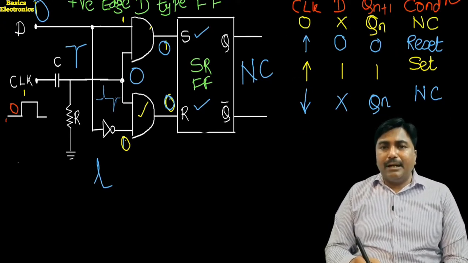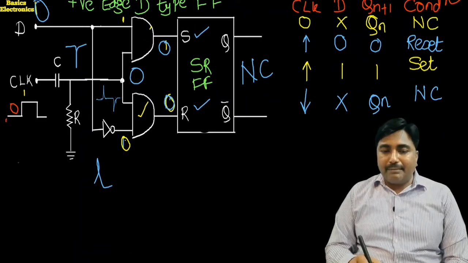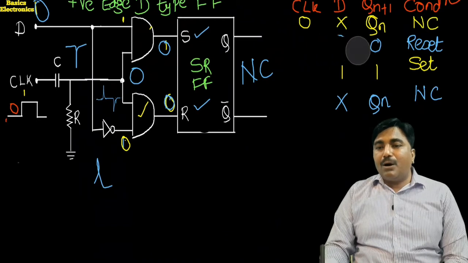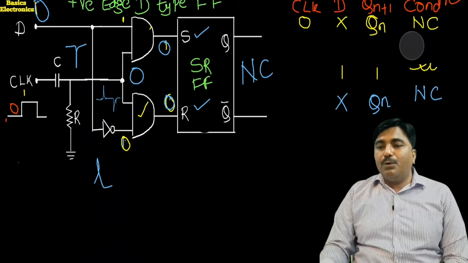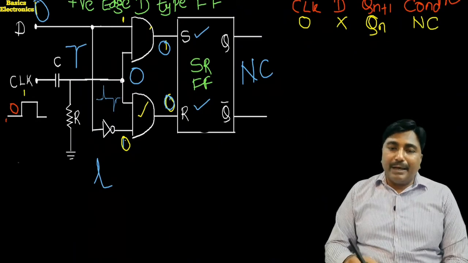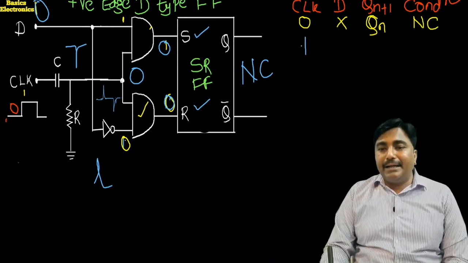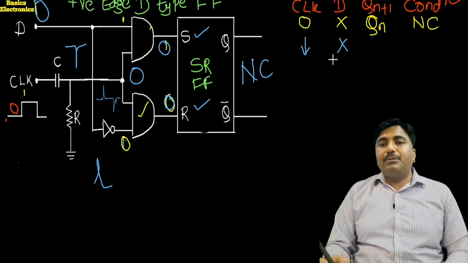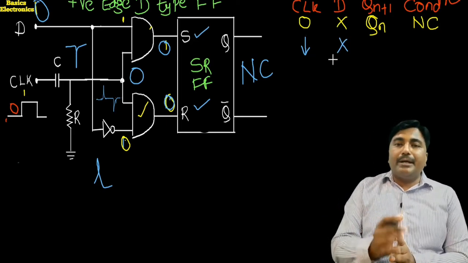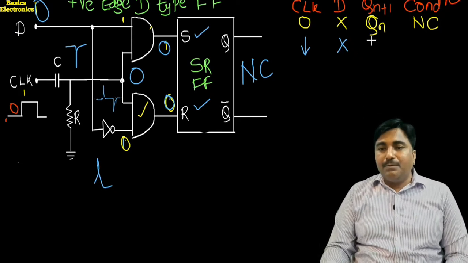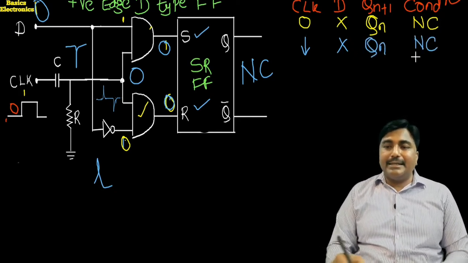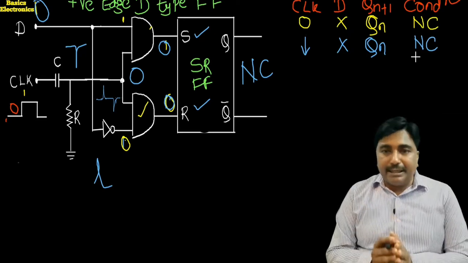Once again we write down all these conditions in a truth table in a proper sequence. What is that sequence? First we apply the clock pulse having the low input, meaning there is no positive edge or negative edge. When there is a negative edge, the D input is either 0 or 1, and we get the output Qn, and this condition is again the no change condition.